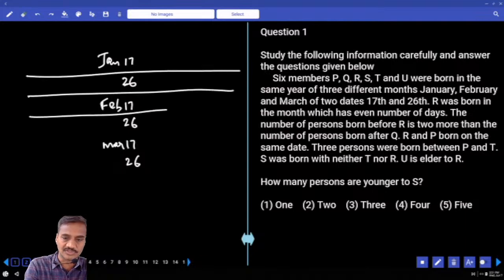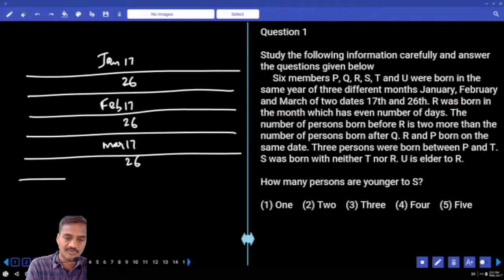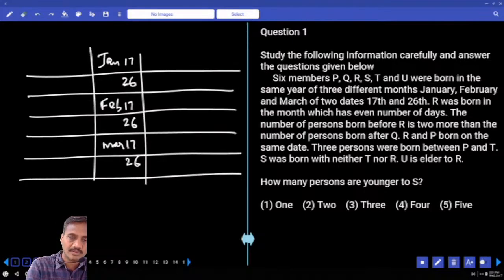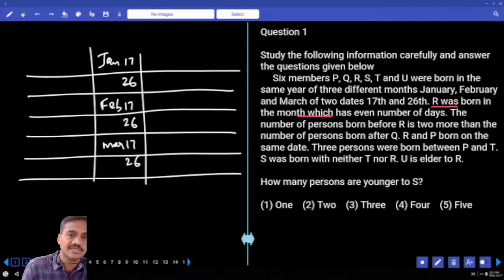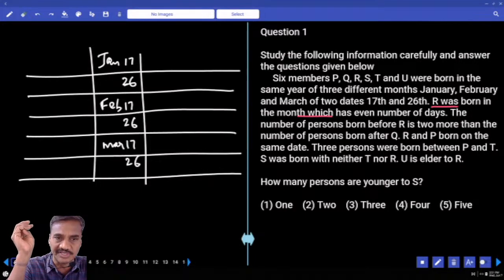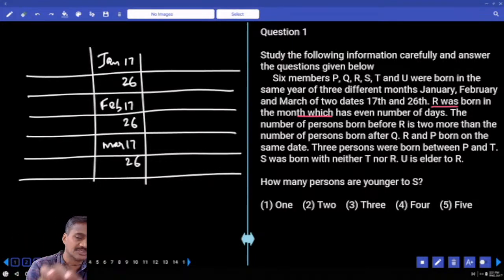Then coming to condition number 1. Now, R and P: when S was born, U is elder to R. R was born in the month which has an even number of days. January has 31, March is again 31, hence there is no possibility, hence R can be either on Feb 17 or Feb 26. Clear?